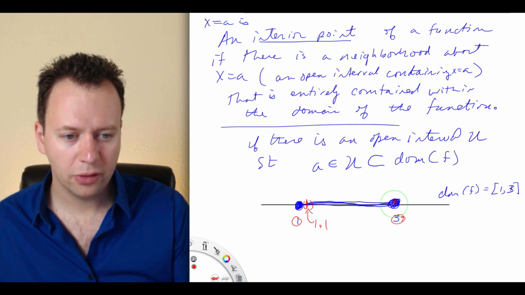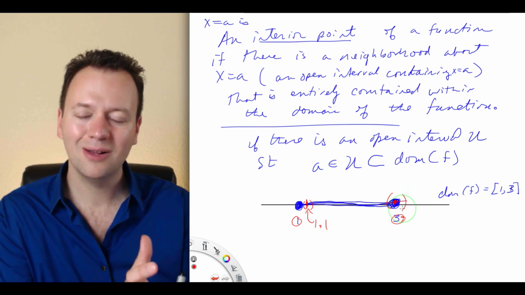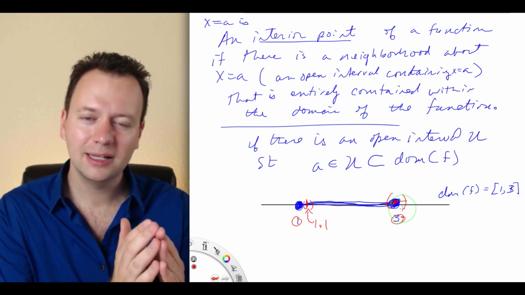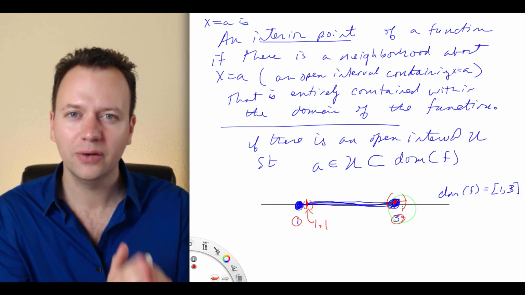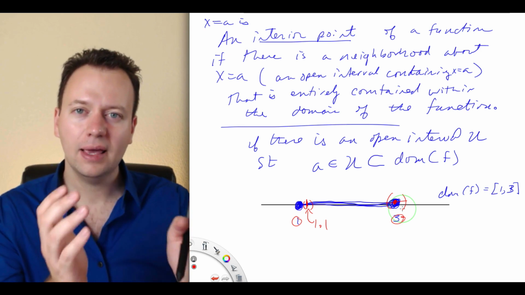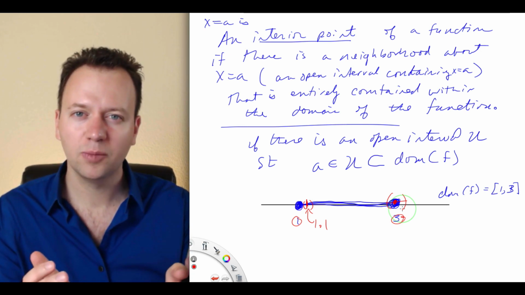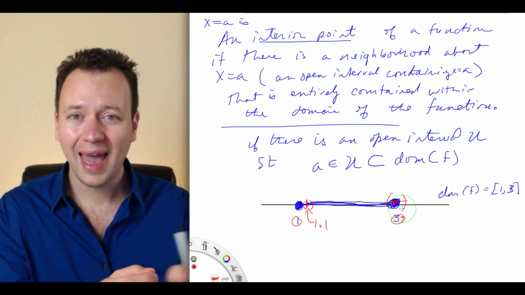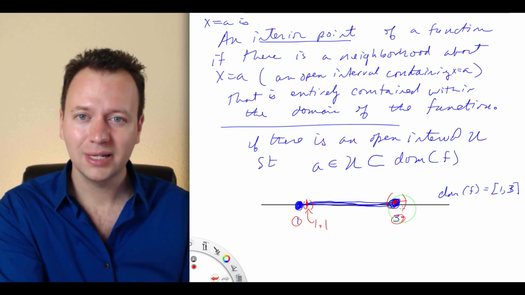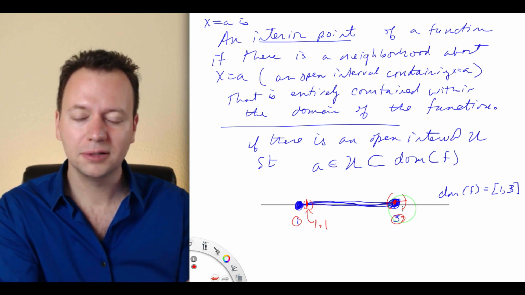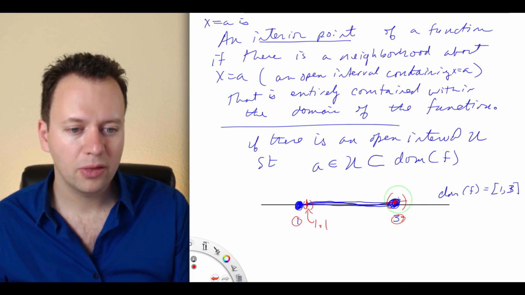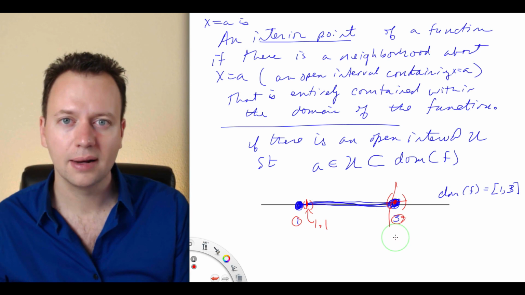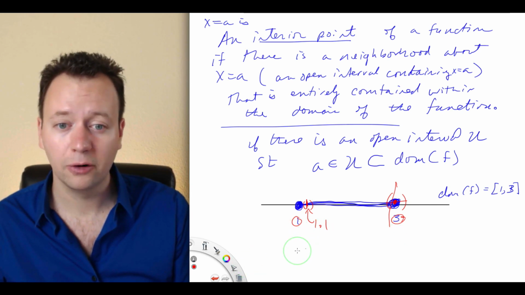So if I try the point 3, any open interval, no matter how small, steps outside of the domain. That's because the point x equals 3 is right on the edge, right on the boundary of the domain. And so any open interval, regardless of how small, is going to have part of it outside of the domain and part of it inside the domain, right? Because the point 3 itself is right on the edge of the domain. So those points are called boundary points.